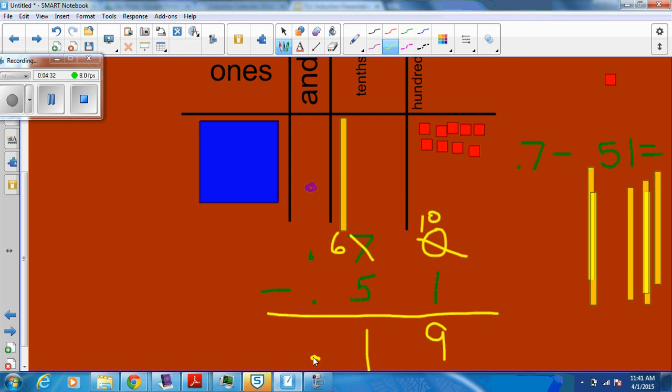And so I want you to think about the place value blocks when you are subtracting. If you don't need them and you can just remember what it means when you're doing this regrouping, then you can use this way. All right, that's subtracting decimals.